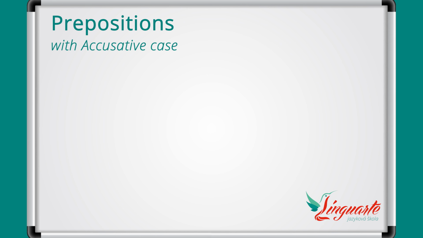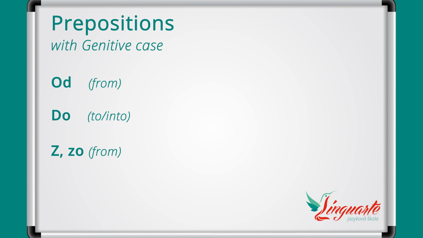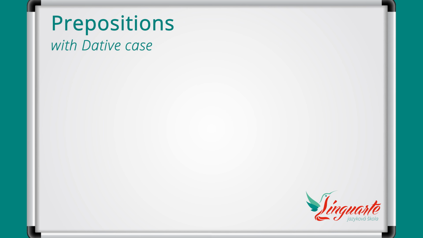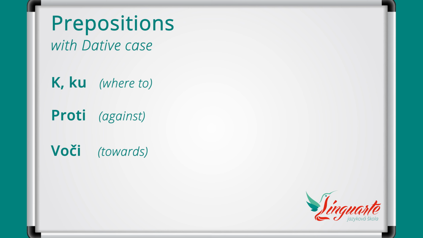Prepositions using the accusative case: cez, through, pre, for. Prepositions using the genitive case are od, from, do, into, z alebo zo, from, bez, without, u, at, podľa, according to. Prepositions using the dative case: k or ku, towards, proti, against, voči, towards.